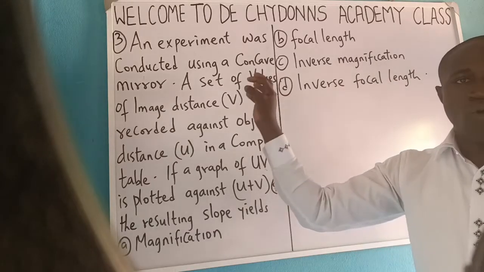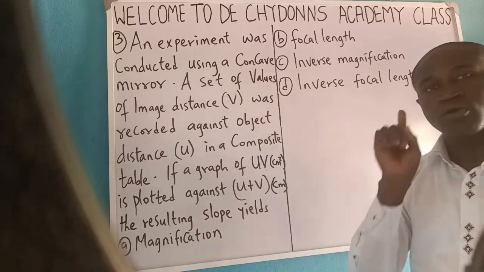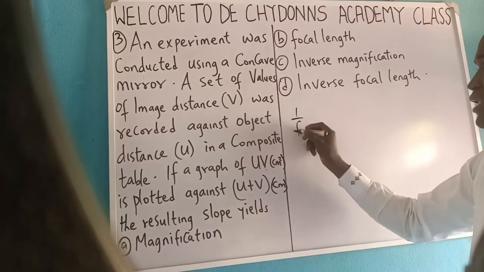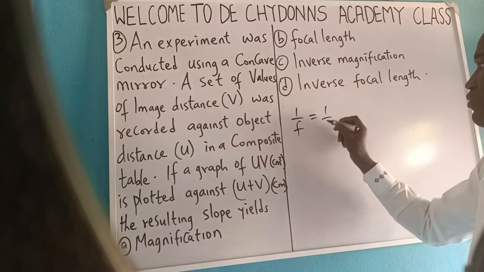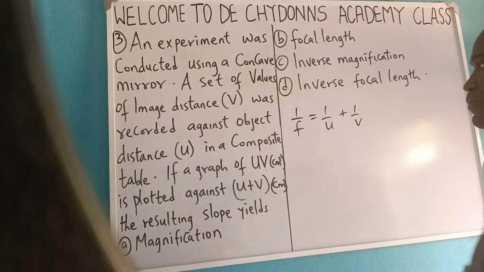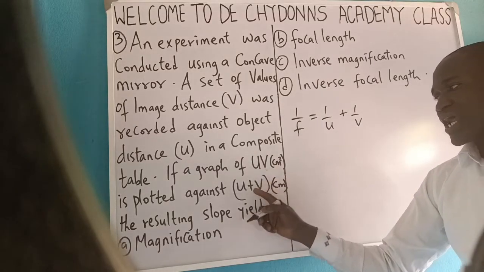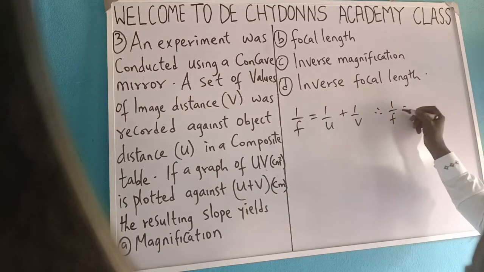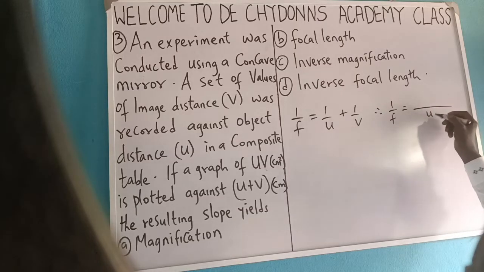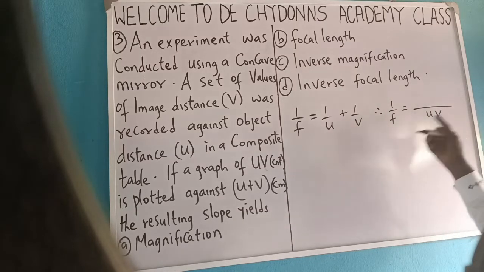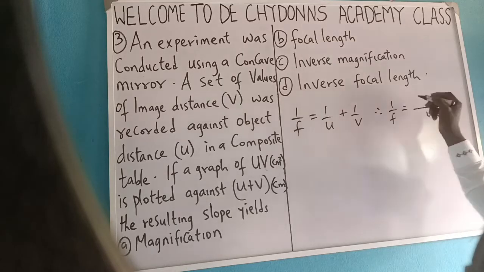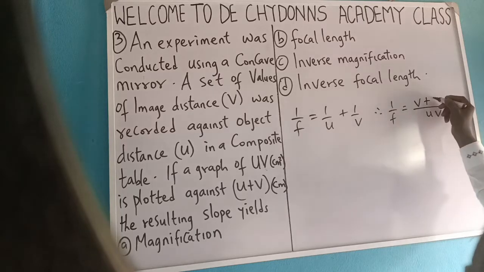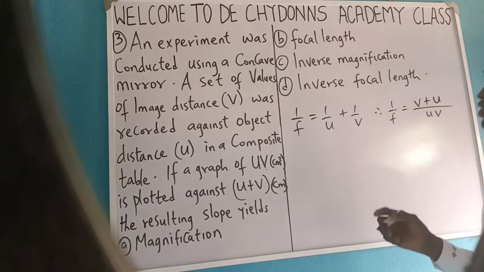Ask yourself, from what experiment? Concave mirror experiment. Yes. What formula do we know in that experiment? 1 over f equals 1 over u plus 1 over v. Ask yourself, how can I get this graph that is being plotted? Okay, let me look for the LCM. The LCM of this is uv. u divides uv, giving v, plus v divides uv, giving u. We have gotten the slope.